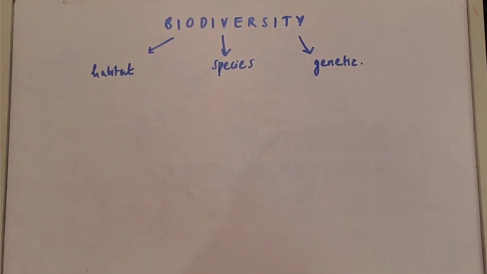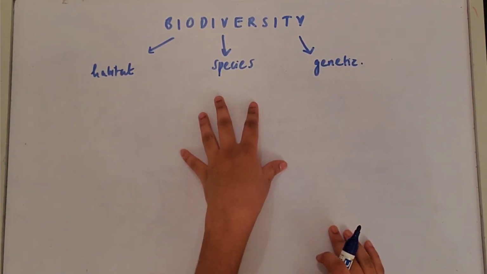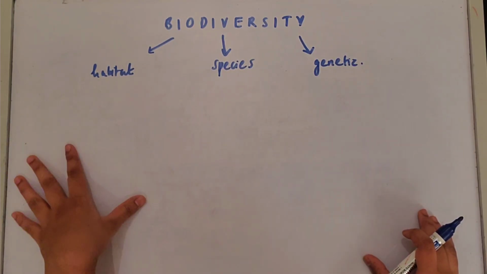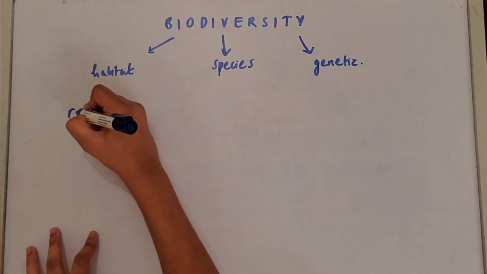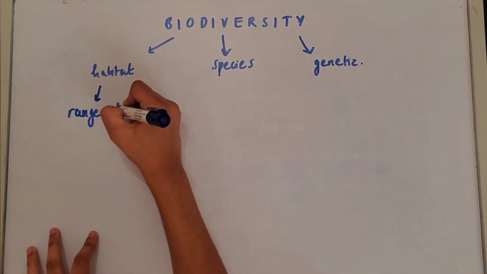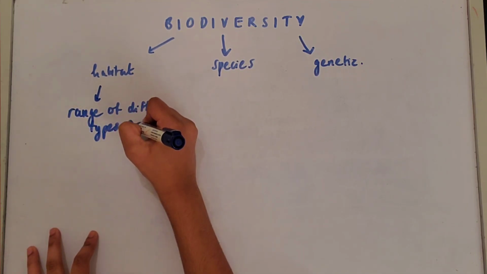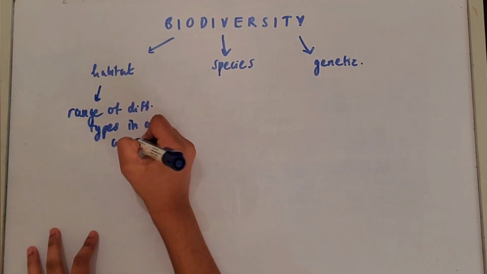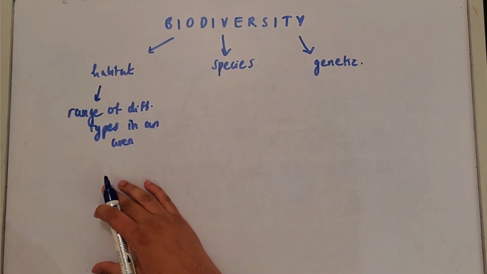There are 3 levels at which we can measure biodiversity: habitat biodiversity, species biodiversity, and genetic biodiversity. Now, habitat biodiversity is the range of different types of habitats in an area. And now the higher the habitat biodiversity, the higher the species biodiversity.